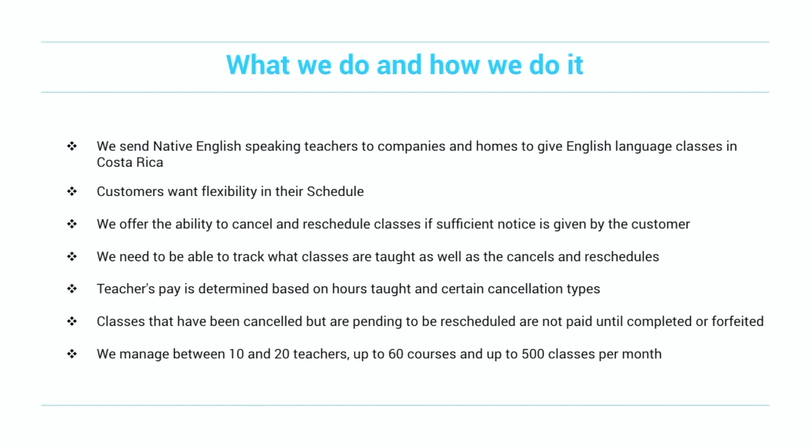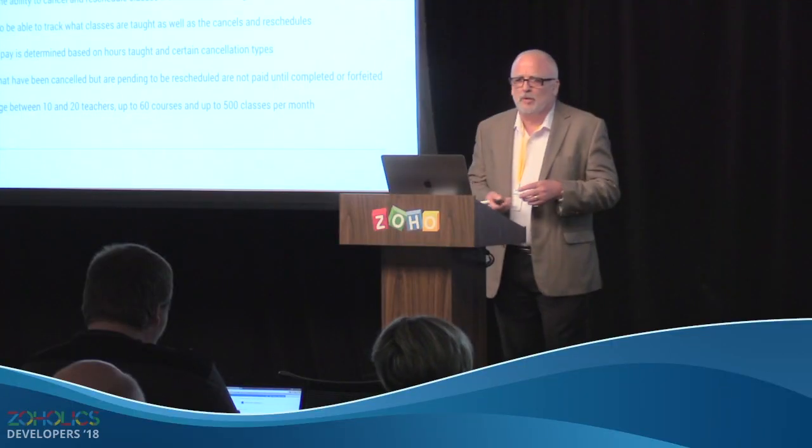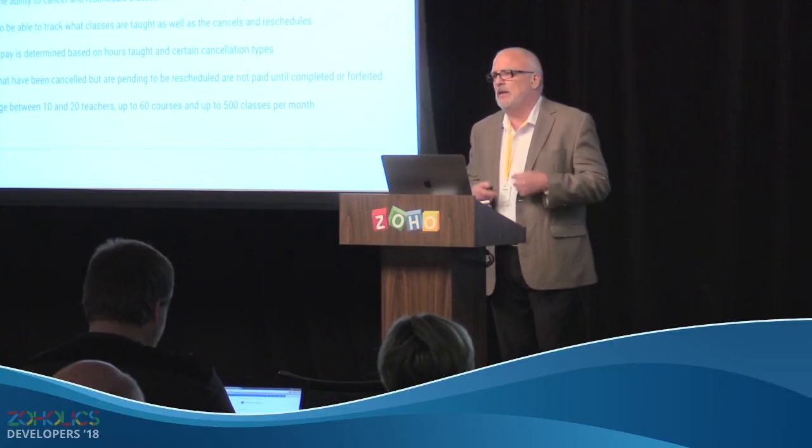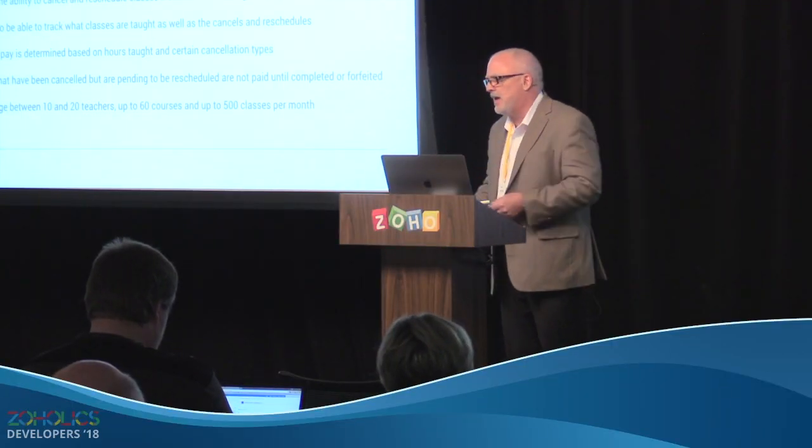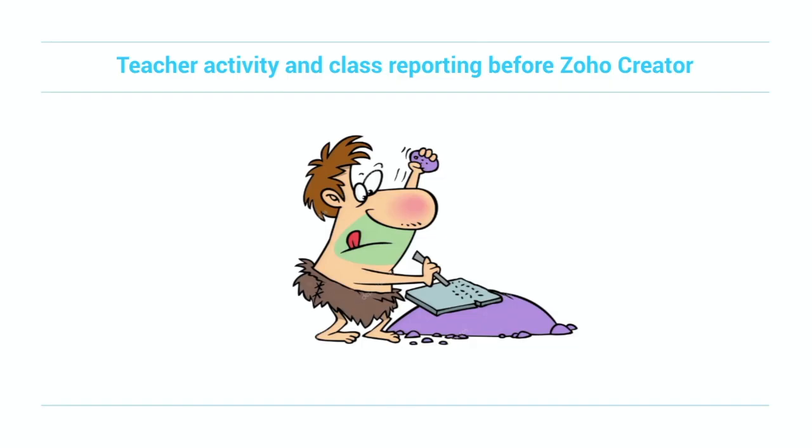Okay, so we manage between 10 and 20 teachers. Our teachers are subcontractors to us. Probably manage anywhere between 50 and 70 courses. And events in a month can be up to about 500 events. So we're trying to find out, did they get taught? Did they get rescheduled? Did they get canceled? Why did they get canceled? So that was us. That's us beforehand.